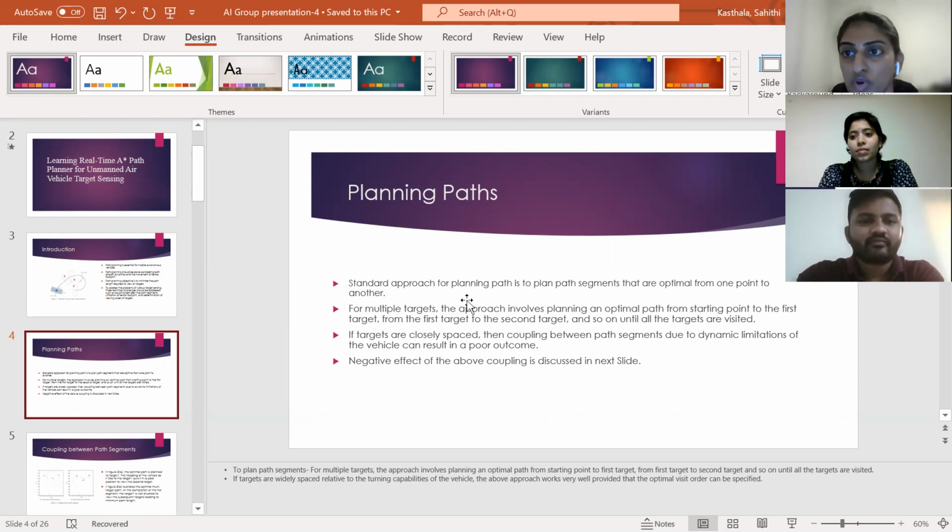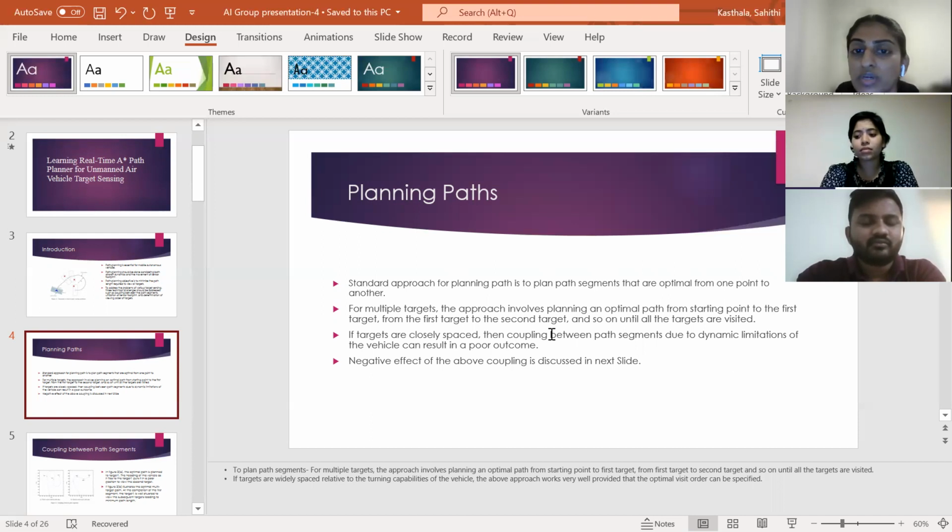The standard approach for planning the path is to plan segments that are optimal from one point to another point. To plan the segments for multiple targets, the approach involves planning an optimal path from the starting point to the first target, from the first target to the second target, and so on until the final destination target is reached. If the targets are widely spaced relative to the turning capabilities of the vehicle, the above approach is followed, and by using it the optimal visit order can be specified. But if the targets are closely spaced, the coupling between the path segments due to the dynamic limitations of the vehicles can result in a poor outcome.